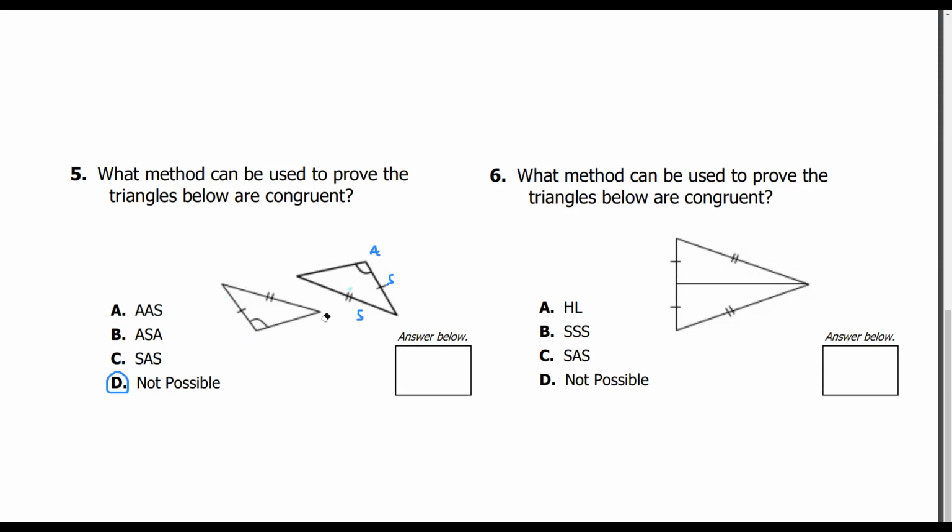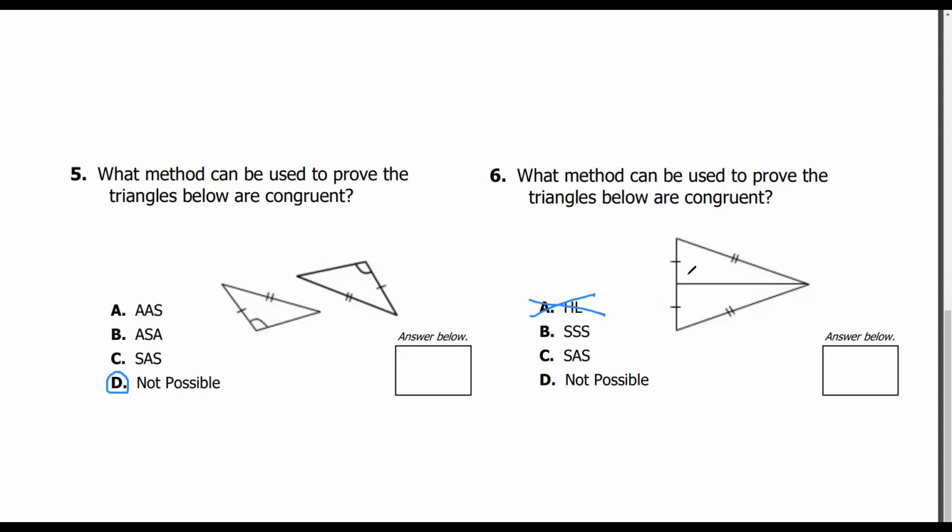Okay, next up, what else do we got? Our very last problem is 6. So right here, I've got what method can be used to prove the triangles below are congruent? Well, a lot of people said HL, but you can't use HL. Why not? So for one, not a lot of people saw HL because it was bonus in our notes.